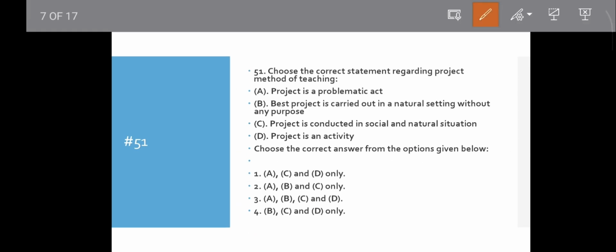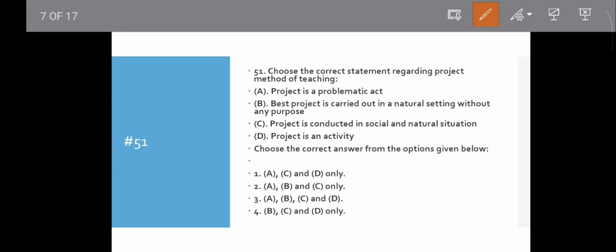Choose the correct statement regarding the project method of teaching. The project method is a problematic act. The project method is best when the project is carried out in a natural setting without any purpose.